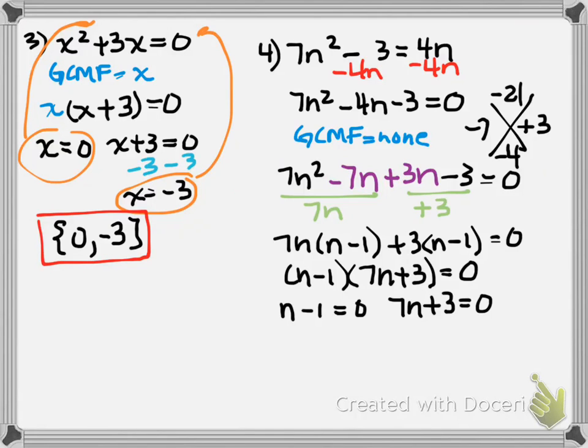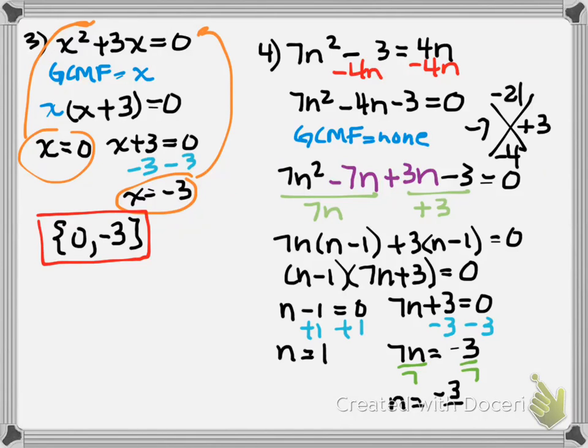So again, we're going to do opposite operations. On this one, we're going to add 1 to both sides. This one, subtracting 3 from both sides, remembering to always start with adding or subtracting those opposites. So we get n equals 1. And we get 7n equals -3. So this one requires 1 extra round. I'm going to divide both sides by 7, and that gives me n equals -3/7. And again, this is where it gets a little funny when you check your answer.